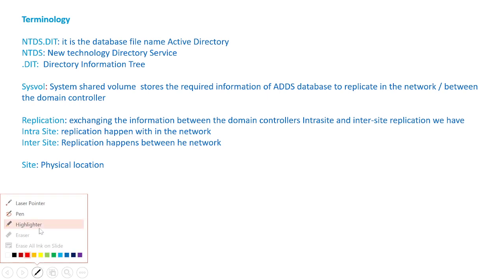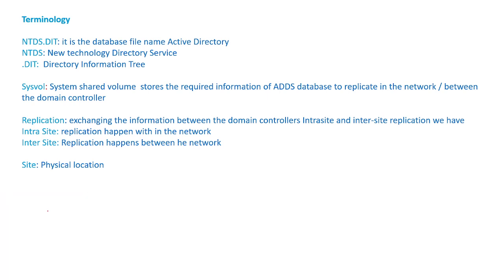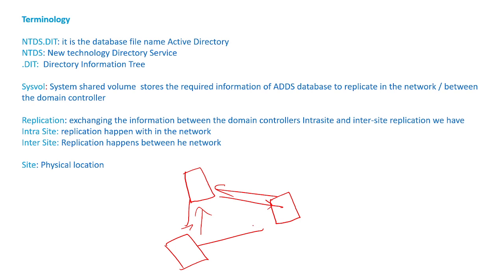Inter-site means the replication happens between domain controllers of different locations. Say for example, you have one domain controller in Bangalore, another domain controller in Bangalore, and one more domain controller in Bangalore. The information exchange will happen among these domain controllers. So this is Bangalore. If the replication happens between domain controllers of the same location, that is called intra.